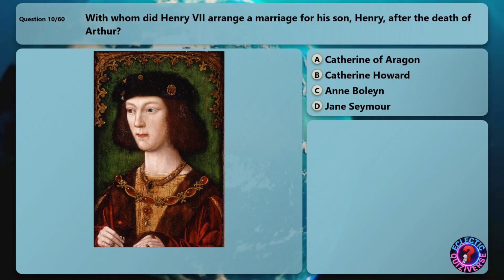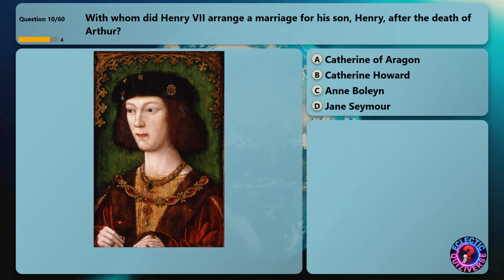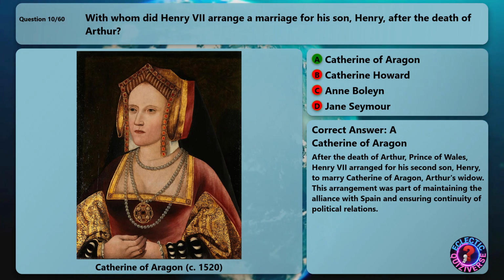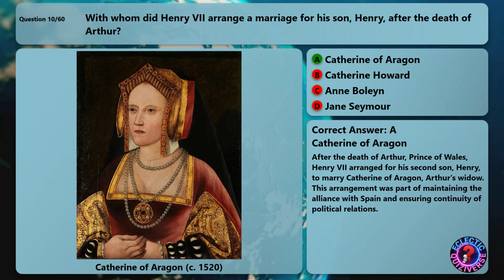With whom did Henry VII arrange a marriage for his son, Henry, after the death of Arthur? The correct answer is Catherine of Aragon. After the death of Arthur, Prince of Wales, Henry VII arranged for his second son, Henry, to marry Catherine of Aragon, Arthur's widow. This arrangement was part of maintaining the alliance with Spain and ensuring continuity of political relations.